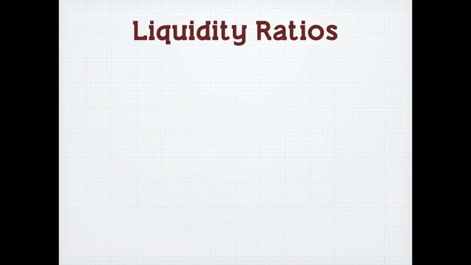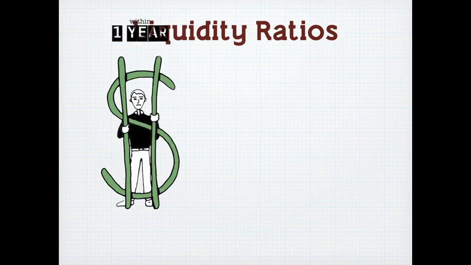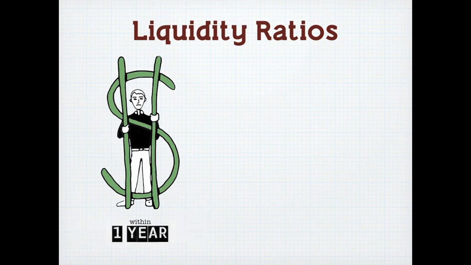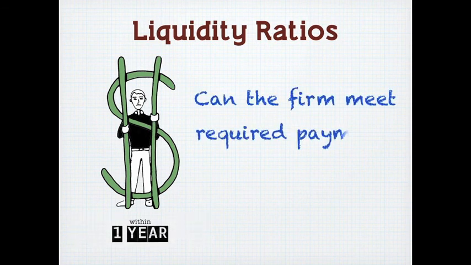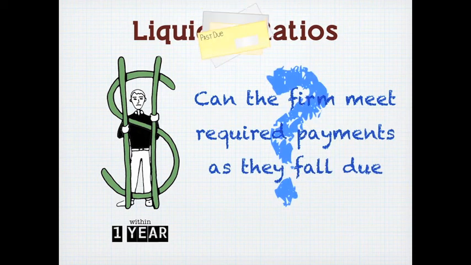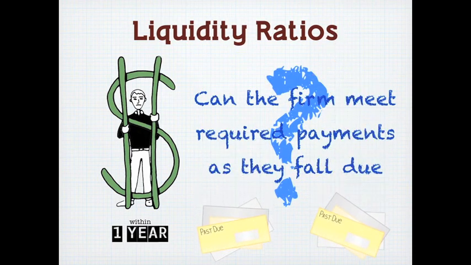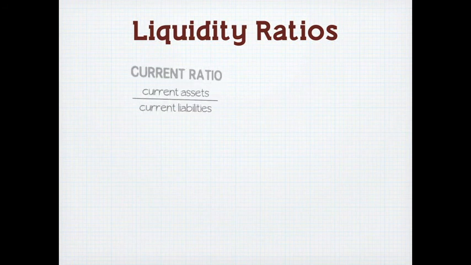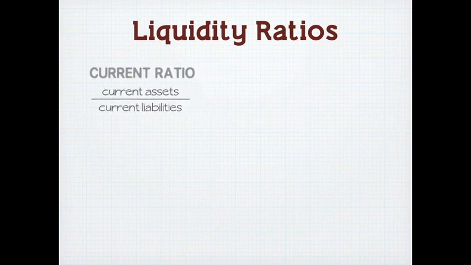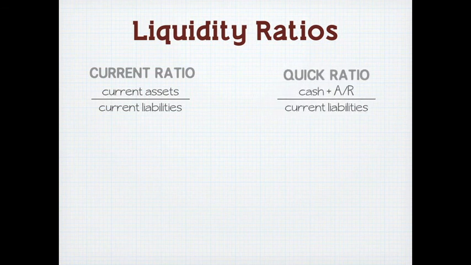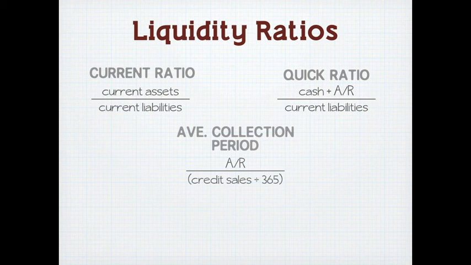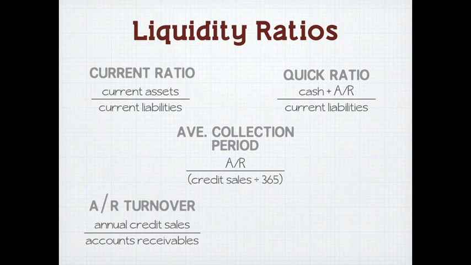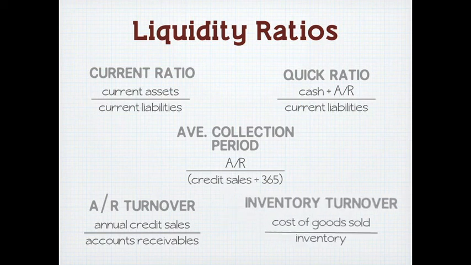First are liquidity ratios. These give us an idea of the firm's ability to pay off debts that are maturing within a year. They answer the question of whether or not the firm can meet the required payments as they fall due. Liquidity ratios include the current ratio, acid test or quick ratio, average collection period ratio, accounts receivables turnover ratio, and inventory turnover ratio.